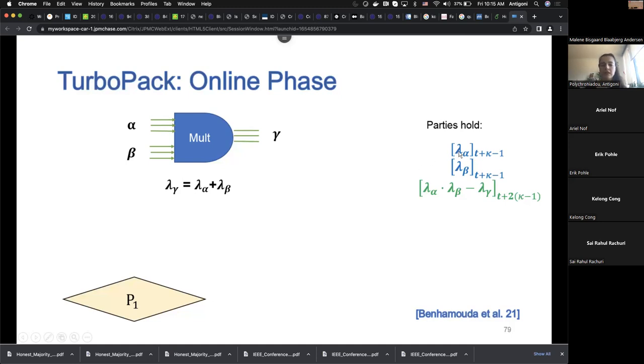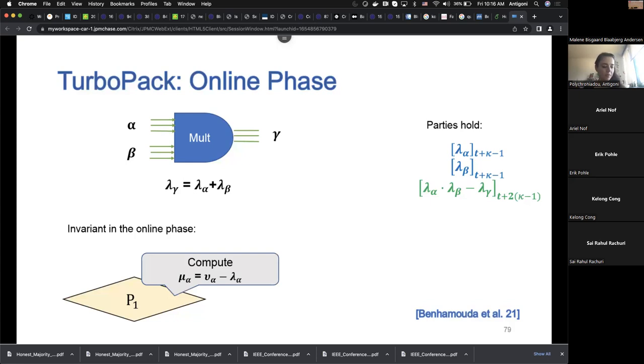Also, let's say for now that the parties have sharings of the following values: lambda alpha, lambda beta, and lambda alpha times lambda beta minus lambda gamma, with sharings of these degrees. You will see later why the degrees are like that, but assume that we have that from the pre-processing phase. In the pre-processing phase, we just need to generate these values, where the lambdas are random values associated with every wire. We want to maintain the invariant that lets P1 do this reordering and operate on packed secret sharing. Let u alpha be the real value on the wire. Every time P1 calculates, we want to maintain the invariant that m alpha is u alpha minus lambda alpha. This is how we use lambda alpha in our online phase.